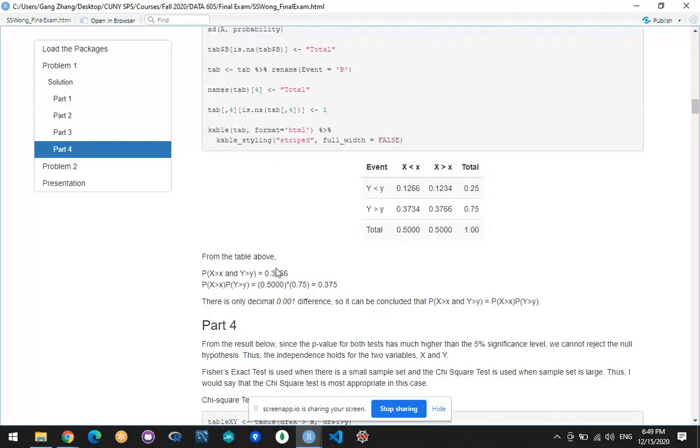And then to determine whether the probability of big S greater than small s and big Y greater than small y is equal to the probability of big S greater than small s times the probability of big Y greater than small y, from the result you can see that there's only a 0.001 difference, so you can conclude that they are equal.